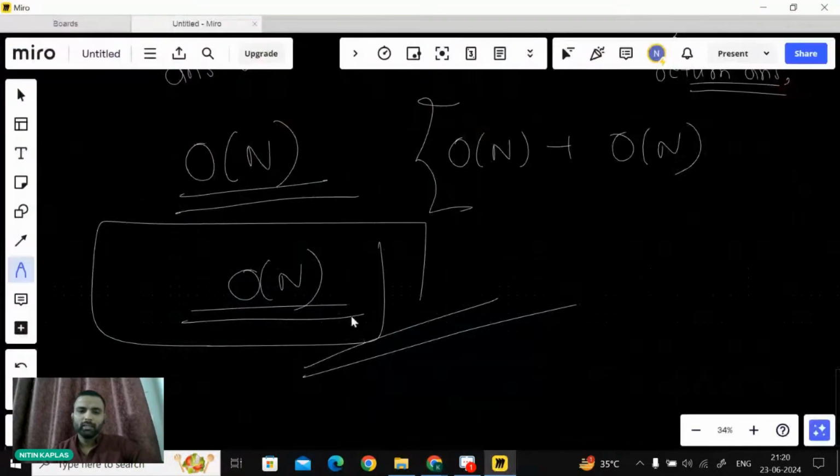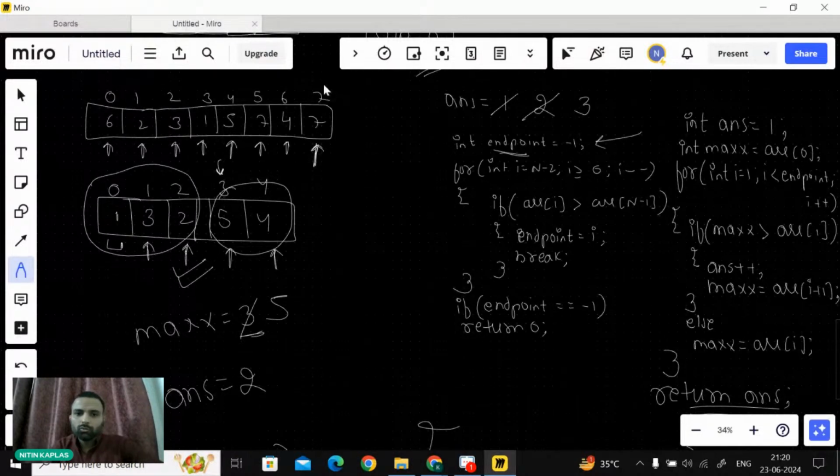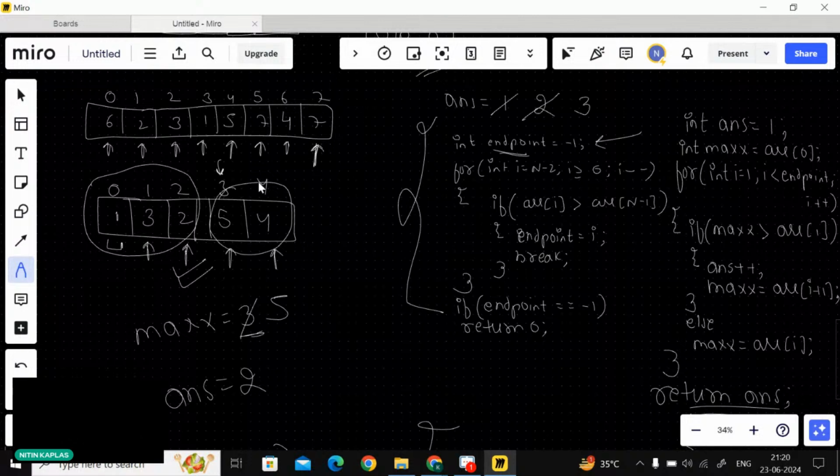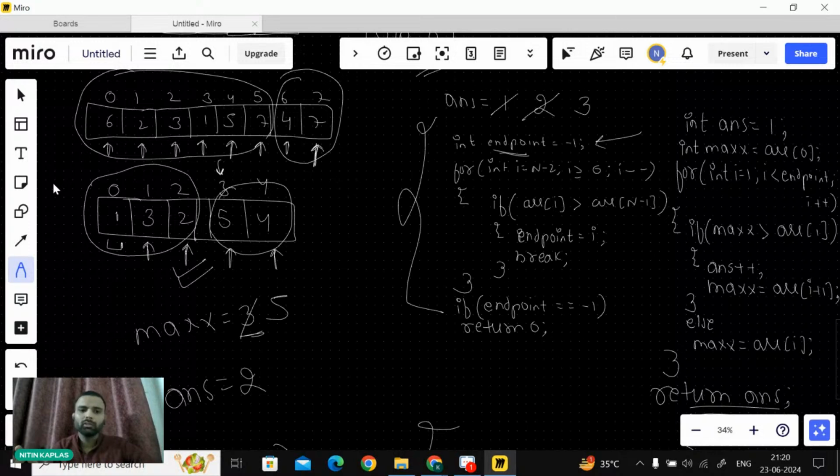Let me tell you a bit of it. Simply do the count from the ending part. When you encounter a part where you have any good subarray, just break that loop. After that, just traverse from this case. With this intuition, you won't get stuck anywhere. No element is left. That's the simple intuition.